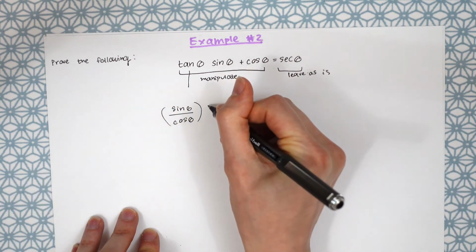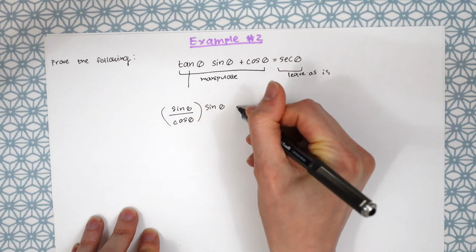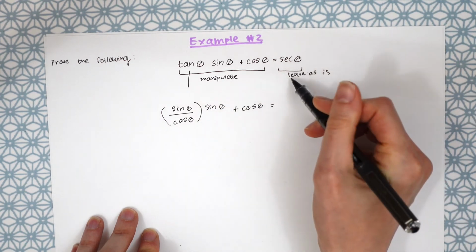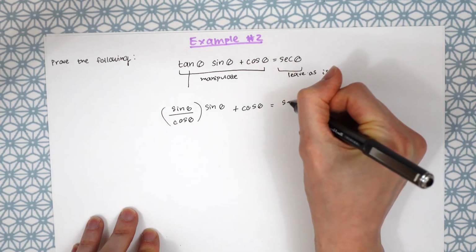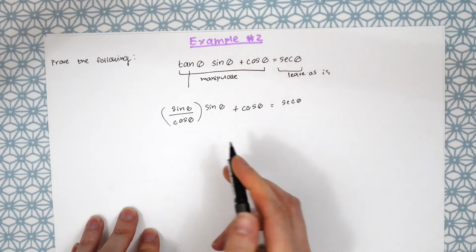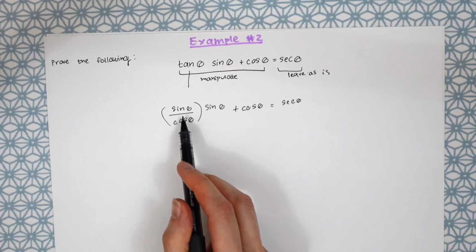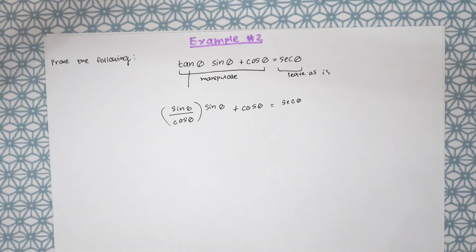Sine of theta, we're just going to bring that down and leave it the same for now. Plus cosine of theta, leave that the same. And then remember, we're going to leave this as is. Always leaving that as is. So now, what else can we do here? So let's just use basic rules of multiplication.